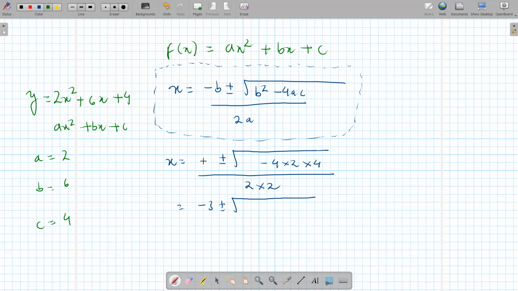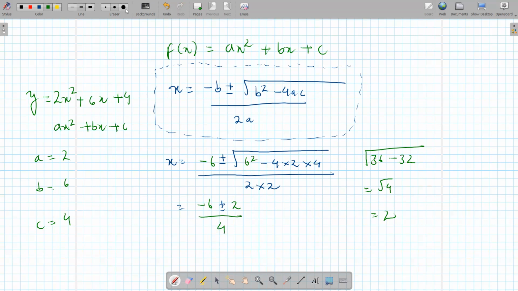So b is now 6, and then we have 6 squared minus 4 times this. The next step would be to just do this. So 6 squared is 36, minus 4 times 2 is 8, 8 times 4 is 32. And then you get the square root of 4, which is a 2. So this entire square root bit is simply a 2. We can replace that with a 2, and on the bottom we have 4.